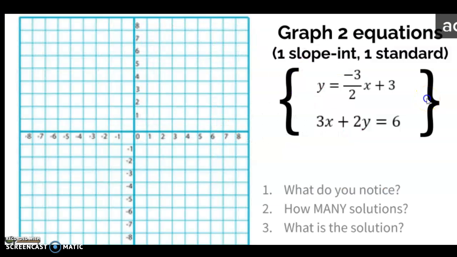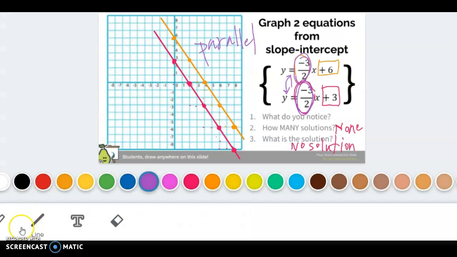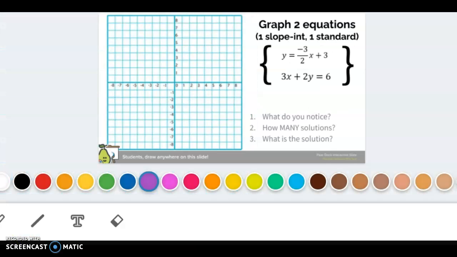Okay, so if you move to slide number 5, you're going to graph your two equations this time, but one is in slope-intercept, the other one is in standard. So this is where you will have to do either the cover-up method or the move and divide. Okay, so I'm going to go to student pace so you can follow along.